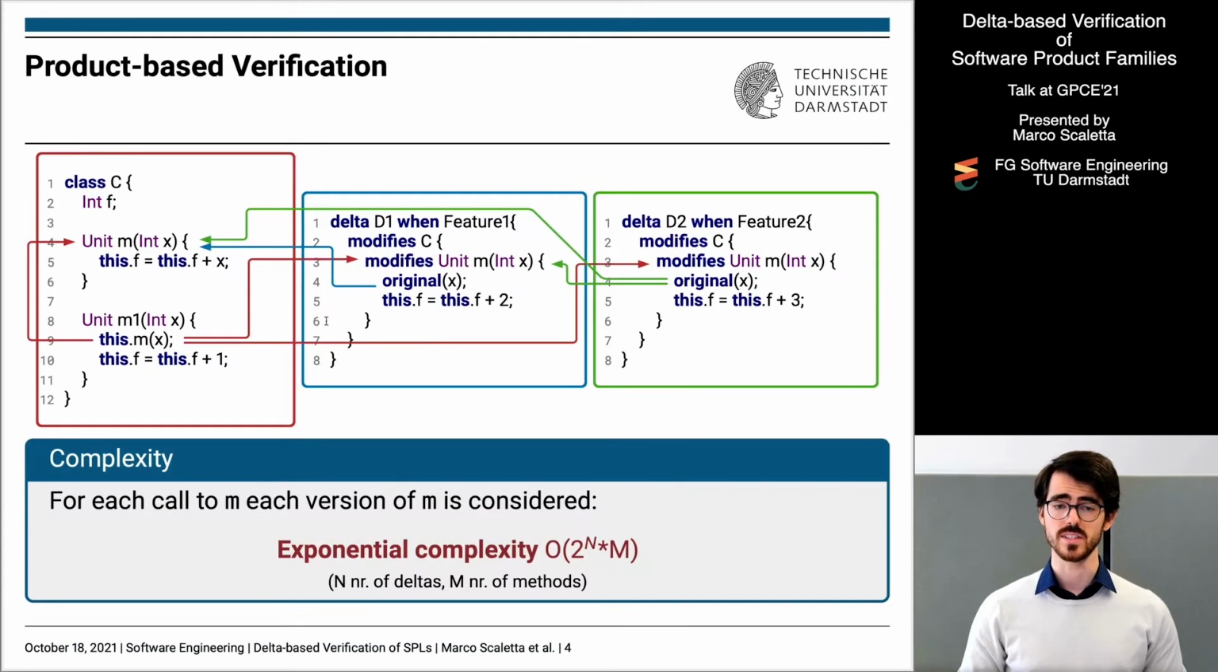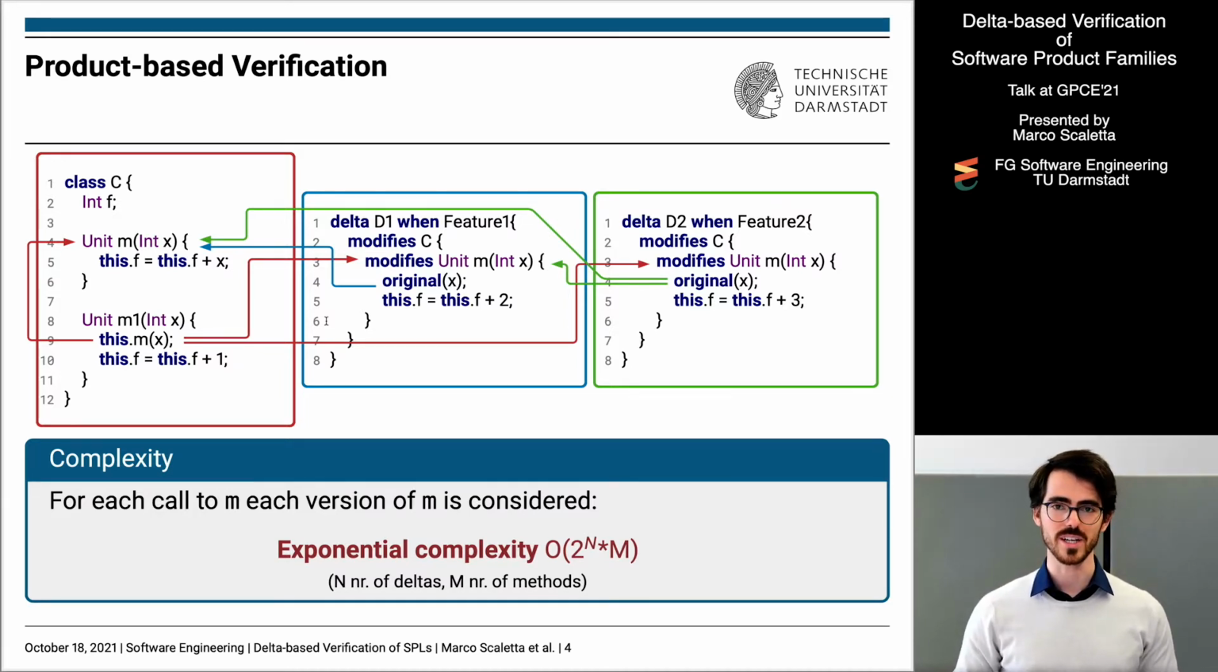The problem is that with delta-oriented programming, since we don't know the actual version of a method, because it has several versions, then we cannot really apply this contract-based approach, but we can apply it with the product-based verification. That means that we consider each possible version of a method. The problem of this approach is that the complexity is exponential because we are basically generating each possible variant, and this is a too expensive approach.